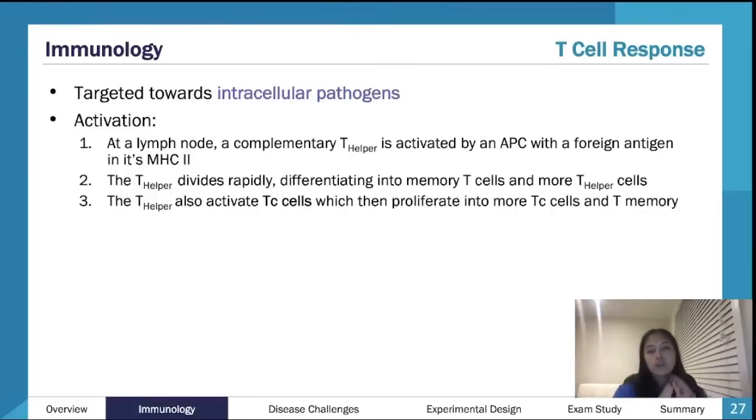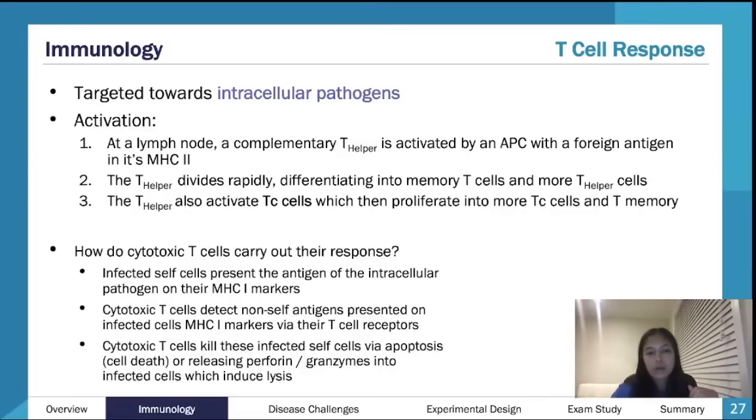You're at a lymph node, your APCs come along, and T helper cells are activated. That activates itself really, and it divides and creates your memory T cells and your T helper cells. Memory T cells are exactly the same. I will say VCAR always talks about memory B cells. They never really talk about memory T cells, but they have the same job. And then your cytotoxic T cells will obviously proliferate as well.